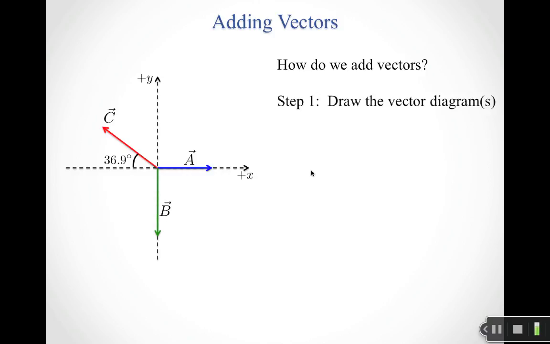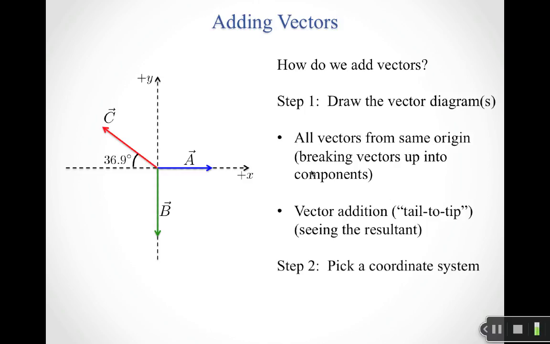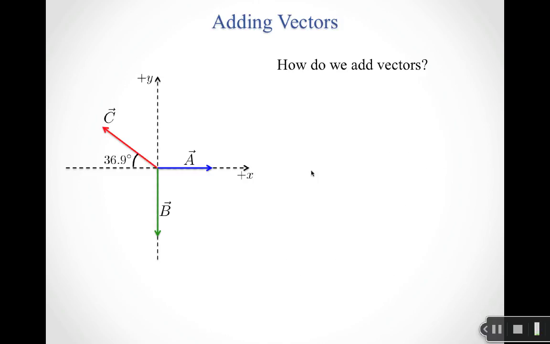So our process then: we're going to start by drawing a vector diagram. And again, remember, there's really two that are useful. We can draw all the vectors from the same origin, because that's useful in terms of breaking vectors up into their components. Or we can draw the vector addition problem, because that's useful in terms of seeing the resultant. We're going to need to pick a coordinate system. Sometimes this will be given, oftentimes this will be left to us. And it doesn't matter what coordinate system choice we make, as long as we label what that is and are consistent with our choice.